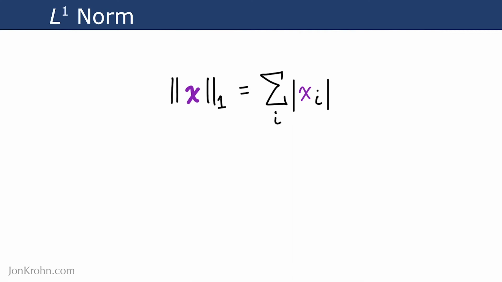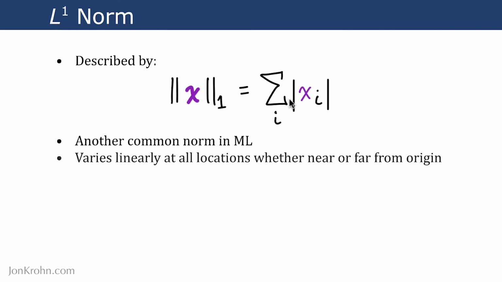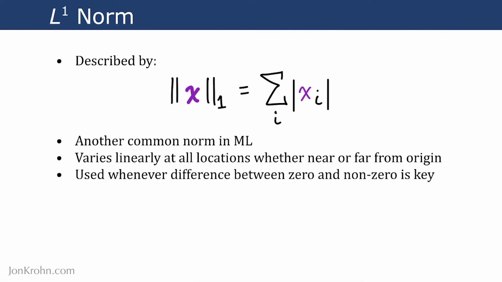All right, so here's a brief overview of the L1 norm, which is described by this function here. With the L1 norm, we take the absolute value of every element in the vector x, and we simply sum those absolute values up. So this is another common norm in machine learning, and one of the interesting properties of the L1 norm is that it varies linearly at all locations, whether we're near or far from origin. We use the L1 norm in situations where differences between 0 and non-zero are key.